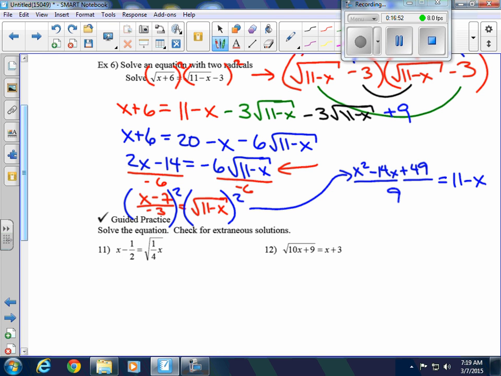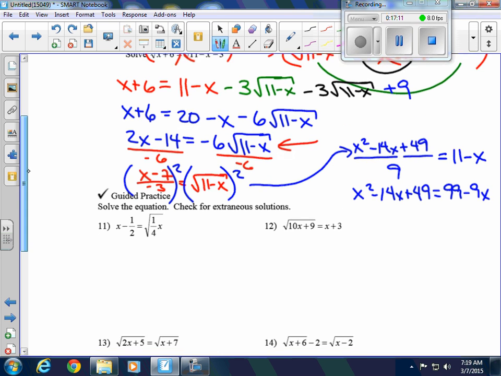Now, I don't want to have that fraction there, so I'm going to multiply both sides by 9. So I'm going to get x squared minus 14x plus 49 equals 99 minus 9x, if we use the distributive property to get rid of that 9. And so now let's put everything on the same side.